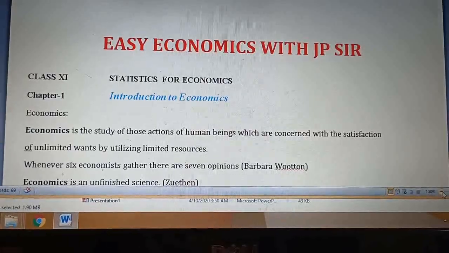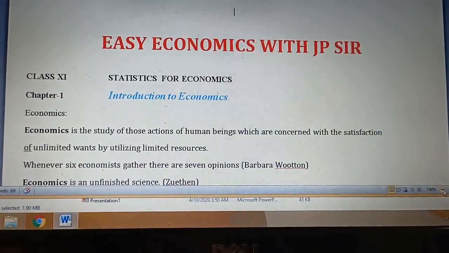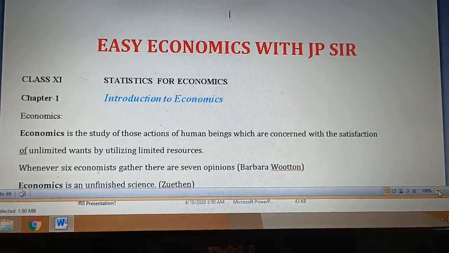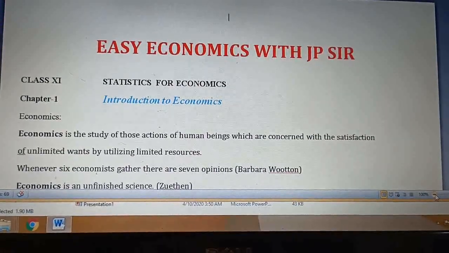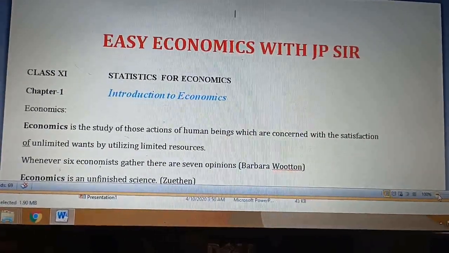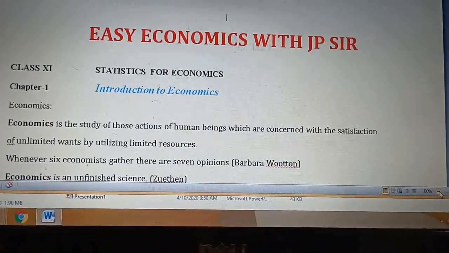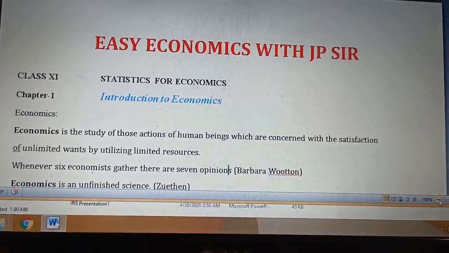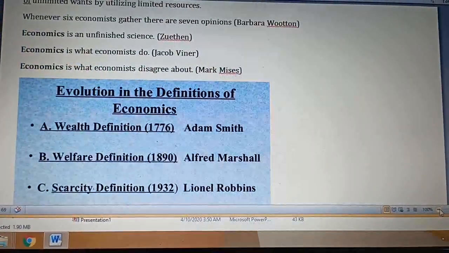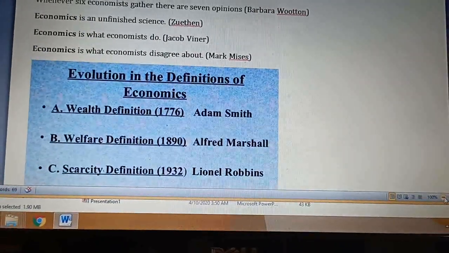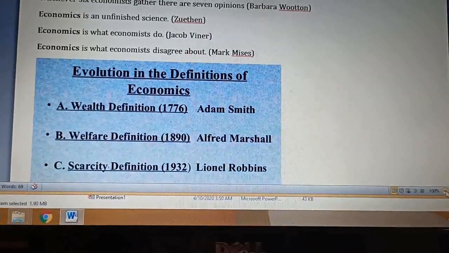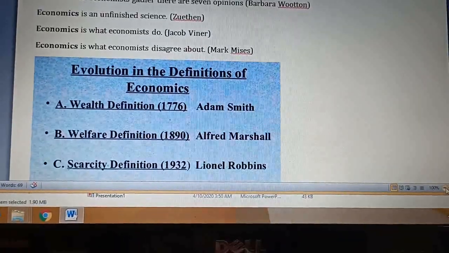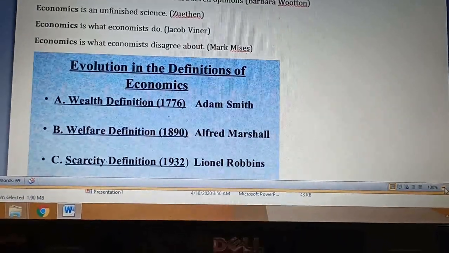And different economists define economics in their own way. One economist, Barbara, says, whenever 6 economists gather, there are 7 opinions. One economist says economics is unfinished science. And Jacob Viner says economics is what economists do. And Marx says economics is what economists disagree about.